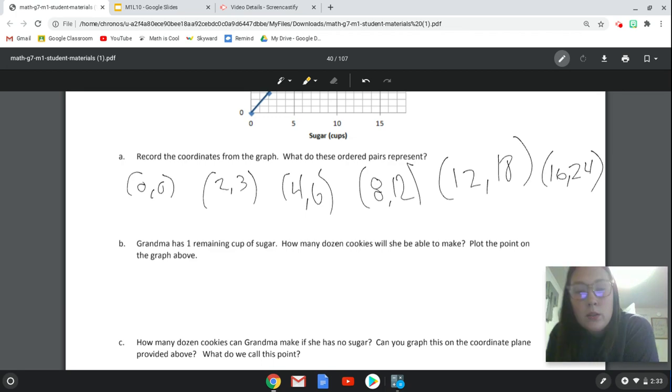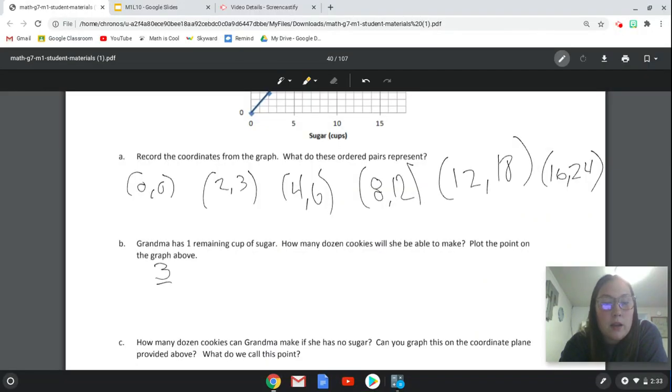Okay, so now we have, Grandma has 1 remaining cup of sugar. How many dozen cookies will she be able to make? Plot the point on the graph above. How are we going to do that? We're going to have to figure out a unit rate. So I'm just going to look at the point 2, 3 and divide 3 over 2 to find my unit rate.